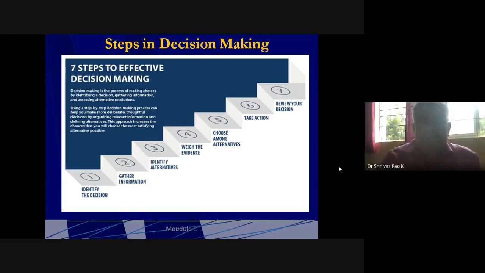What are the alternatives you have? Plan A, B, C, D, all alternatives you identify. Then weigh the evidence, check the evidence, whether what they are telling is true or not. Plan B has come up, team B has told some plan. Sir, we can do it like this, it has these advantages. Then you have to see, okay, what evidence do you have for this? You check that, do the analysis.